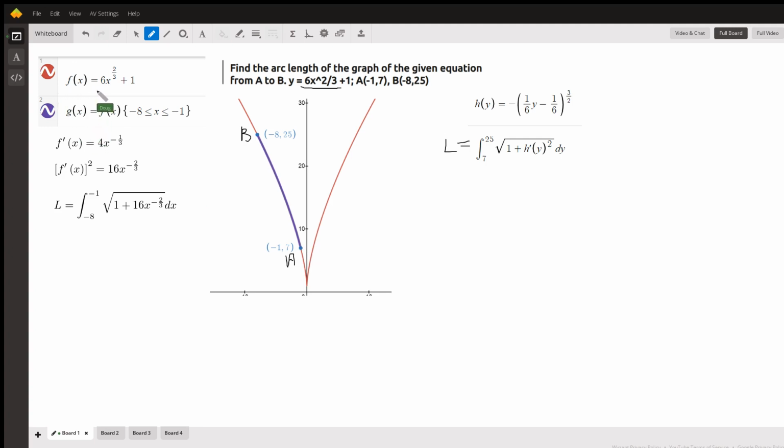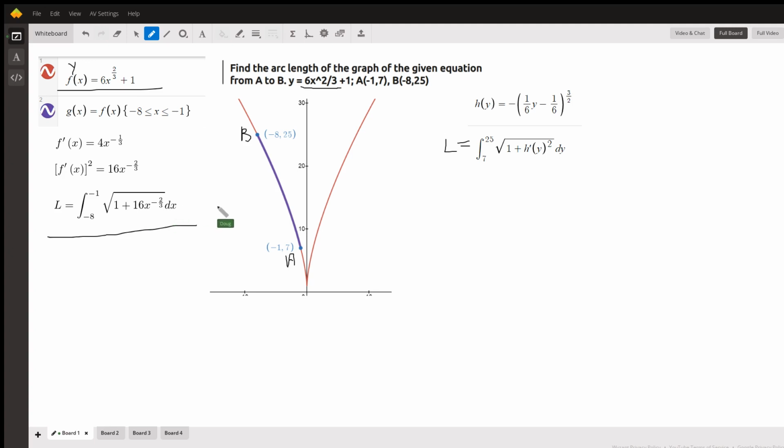So if we use this definition of the function y equals 6x to the 2/3 plus 1, the derivative is 4x to the minus 1/3. The f prime of x squared is 16x to the minus 2/3. And here's the definition of arc length when we're integrating along the x-axis, from -8 to -1 of the square root of 1 plus f prime of x, the quantity squared.